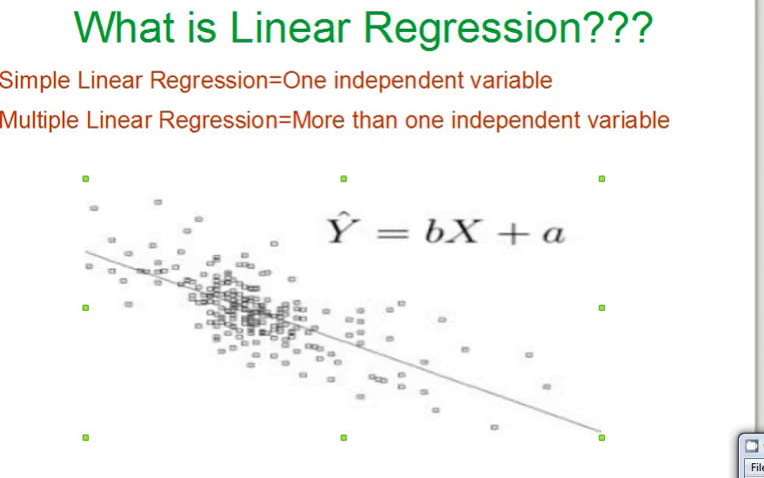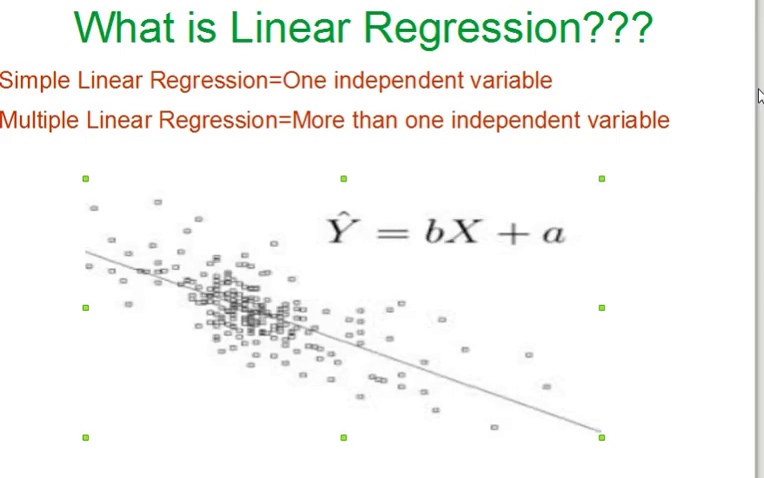Hello, so in this video I will explain what a linear regression technique is. Basically, linear regression is a technique used in statistics and machine learning to predict the values of one variable on the basis of other variables. The value to be predicted is called the dependent variable, and the variables on the basis of which we try to predict are called independent variables.